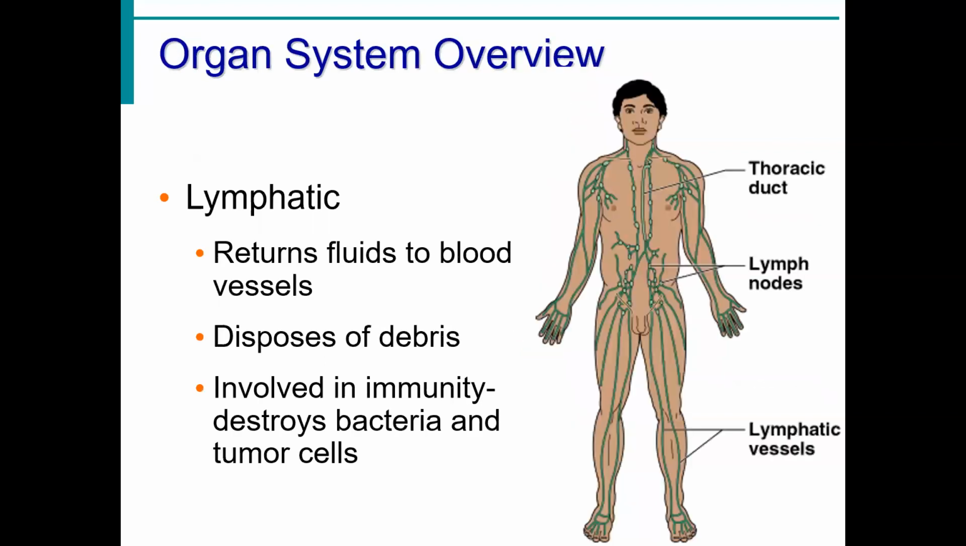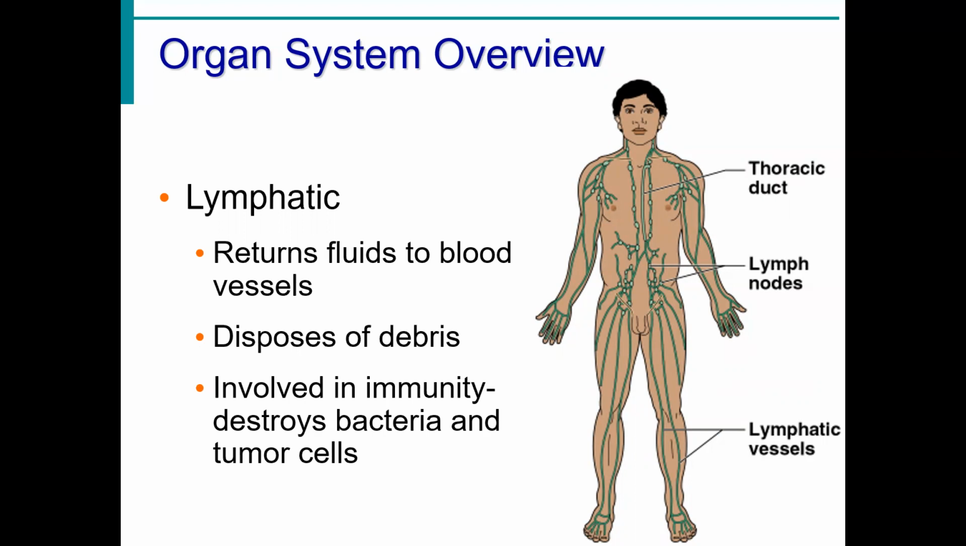All right, the lymphatic system. The lymphatic system works to return fluids to the blood vessels. It's going to dispose of debris and other waste products. It's involved in immunity. It is quite essential for identifying and ridding the body of pathogens, okay? Bacteria, tumor cells, things that are foreign and don't need to be there.